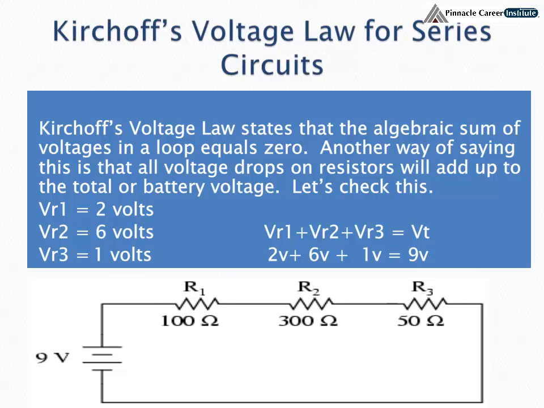In other words, 9 minus 2 minus 6 minus 1 equals 0. Another way of saying it is the voltage drops on all the resistances will equal our total voltage in the circuit and leave us with 0 volts at ground at the back end of the circuit.